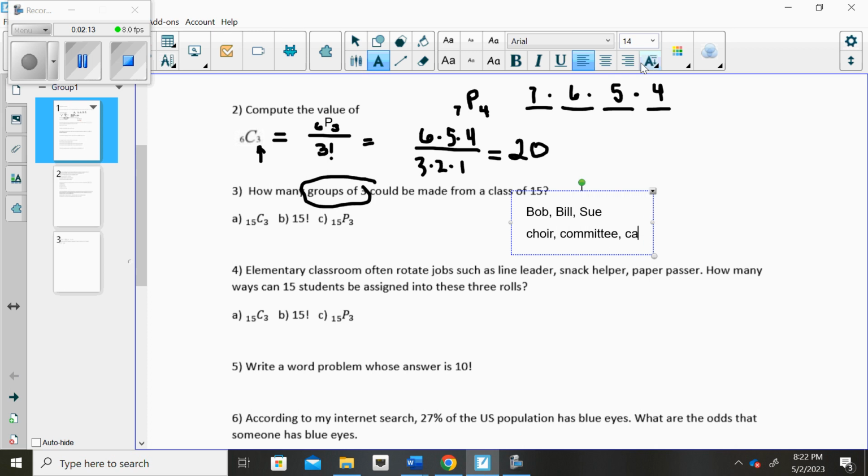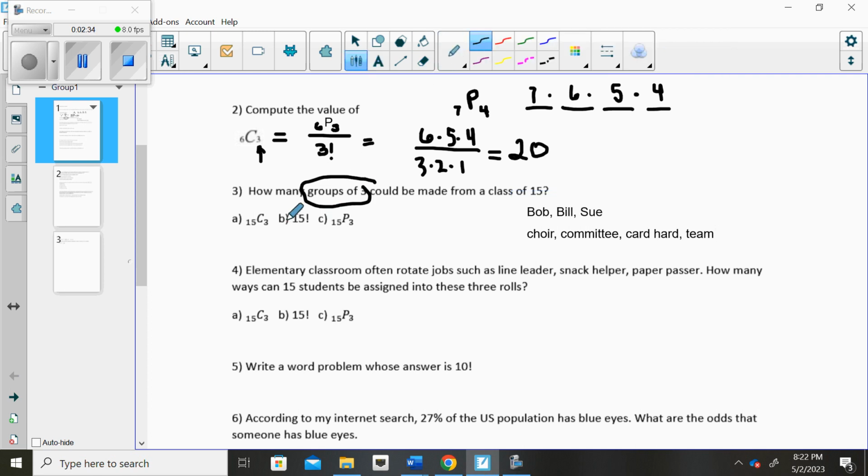or a card hand. I play multiple card games, and I've never played one where it mattered the order in which my cards were dealt to me. So a card hand or a team, if you're choosing kids to form a kickball team. Those are all when order doesn't matter. As soon as order doesn't matter, you want a combination.